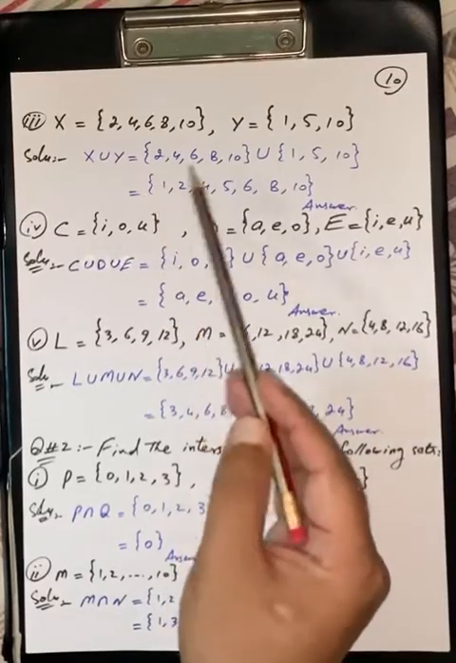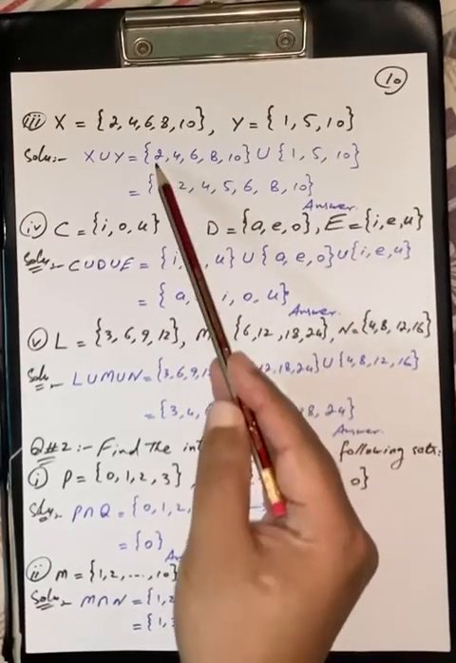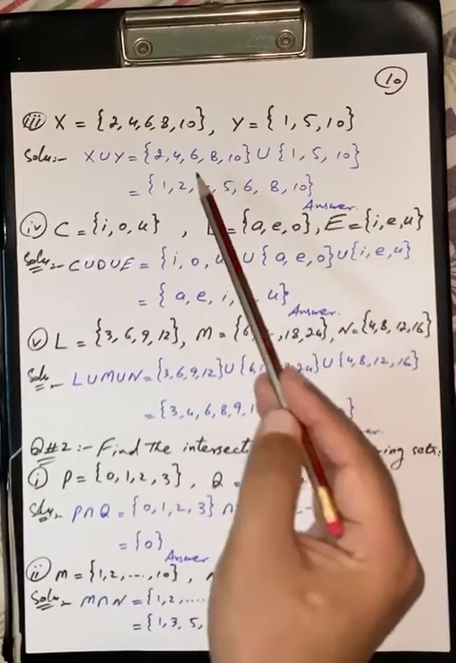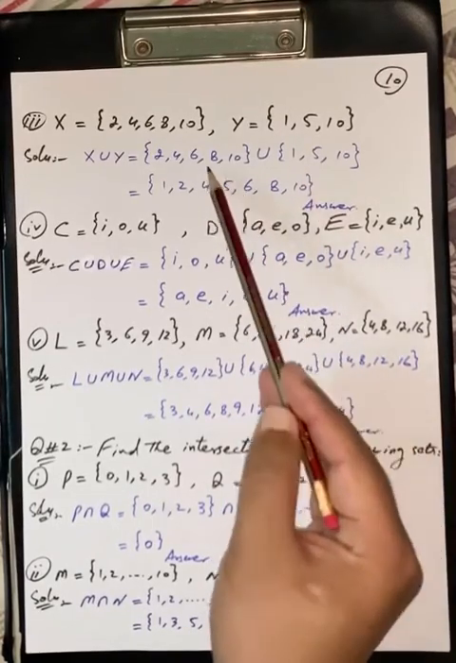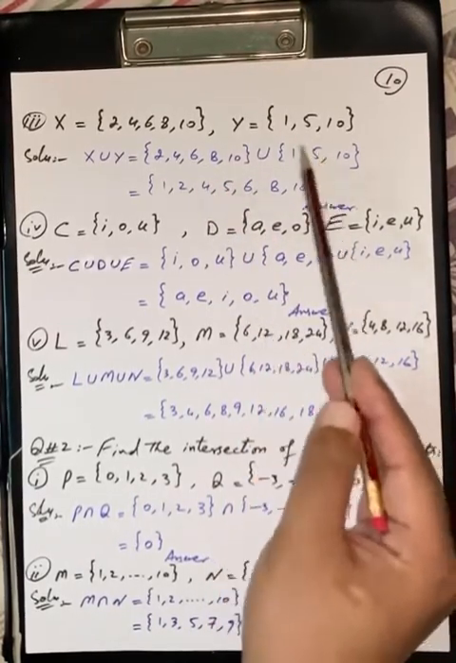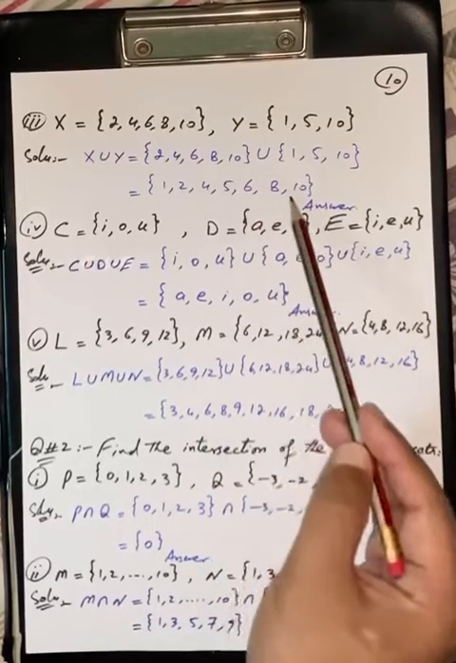Okay, dear? So 1 is here, 2, 3 is not there, 4, 5 here, 6, 7 is not there in both sets. So 8 and 10.